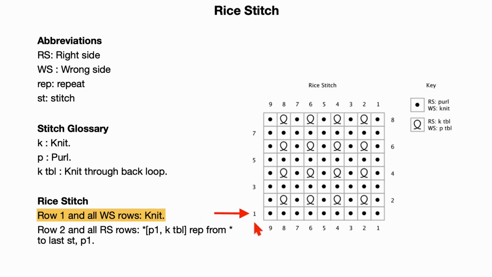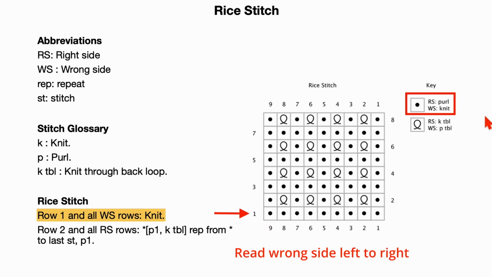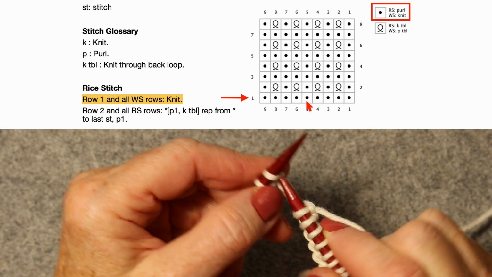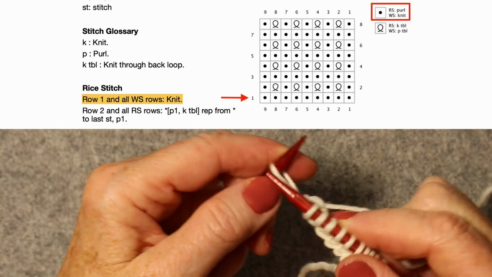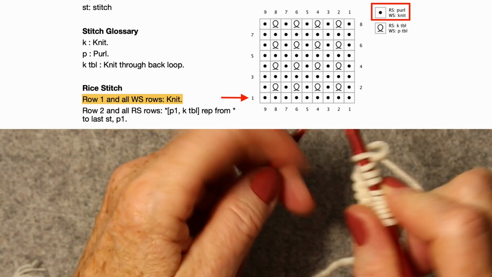This is the corresponding row on the graph. You will note that it shows all of the symbol dots, which is the symbol for purl. You will read the wrong side of the graph left to right. The dot symbol means you should purl while working on the right side and knit when working on the wrong side. We're working the wrong side, so these are all knit. This will always show purls on the right side once your work is finished. I've already completed row 1, and we turn for row 2.